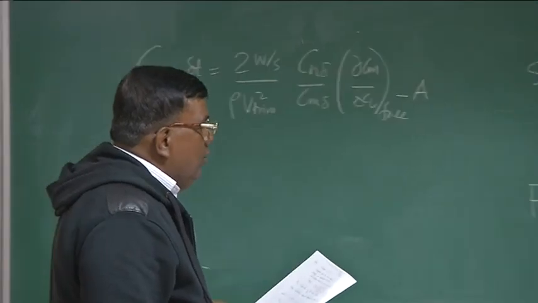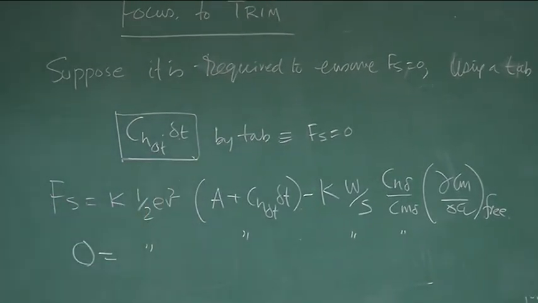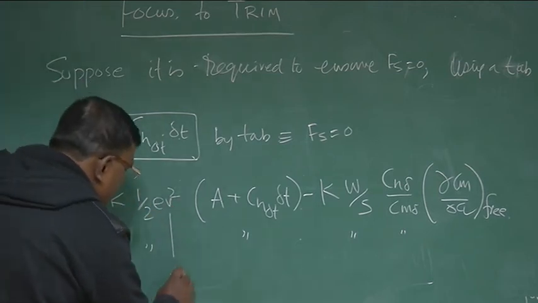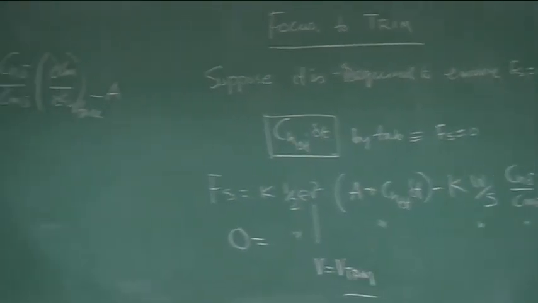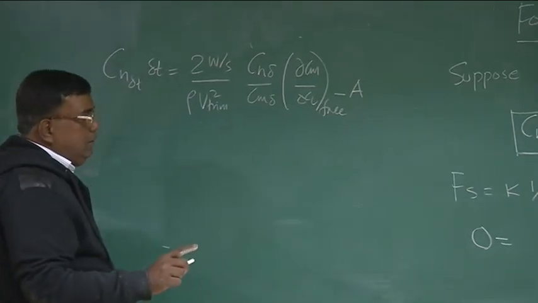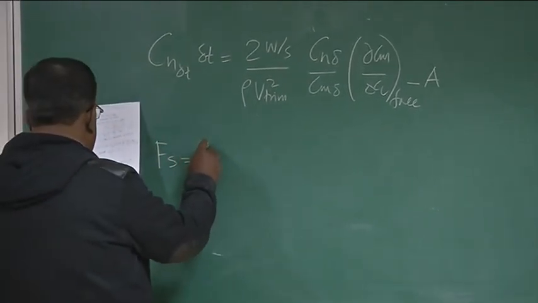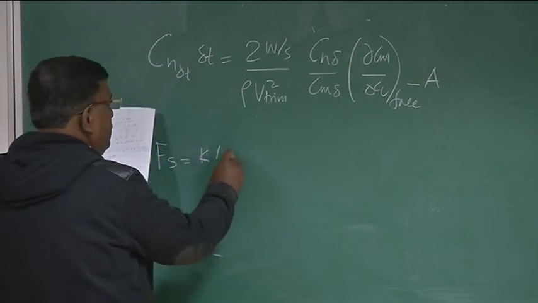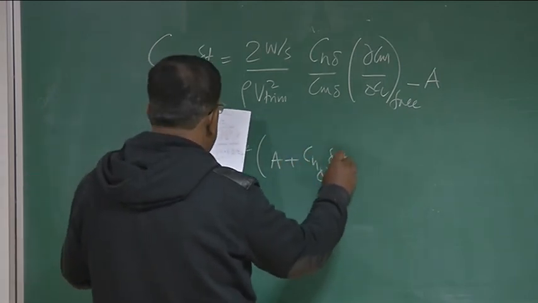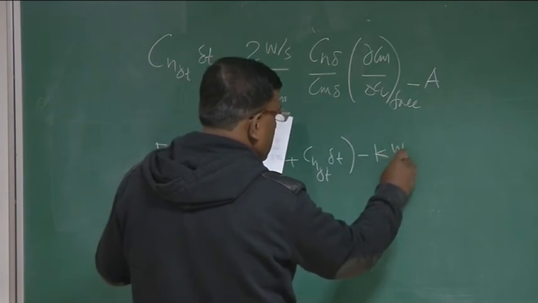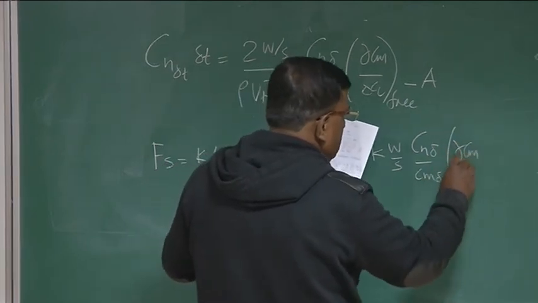Okay. Please understand, when I am putting F is equal to 0, I am assuming that the tab is rolled to ensure that it is at trim. That means then V will be equal to V trim. Right? Okay? And that is why you find here this V trim. Clear? No issues? Okay. Now we see. So what will be Fs now? Fs expression you know, k half rho V square into A plus Ch delta T into delta T minus k W by S Ch delta by Cm delta into dCm by dCl free.